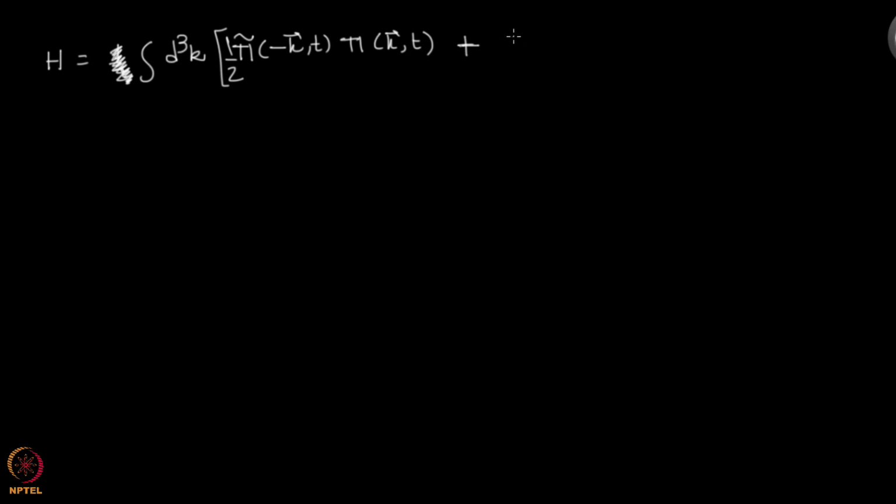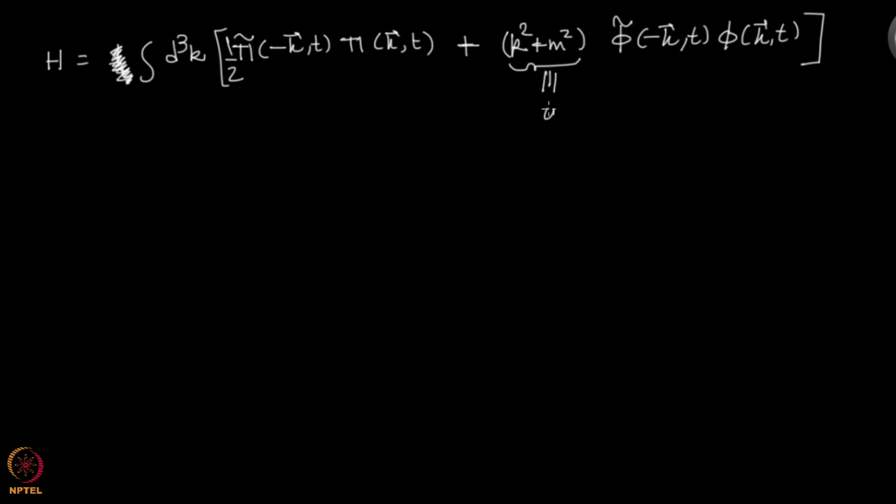You have half, and then you had a k squared coming from the gradient term and the m squared from that other term, and you can take both of them and combine them here, and you will get phi tilde of minus k, t, phi tilde of k, t, and this we will define to be omega k squared. So your omega k squared is k squared plus m squared. That's the Hamiltonian in terms of these Fourier transform variables.